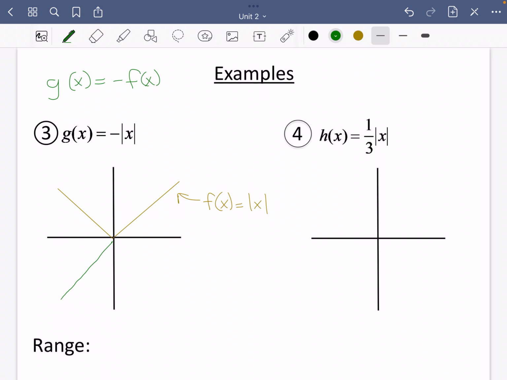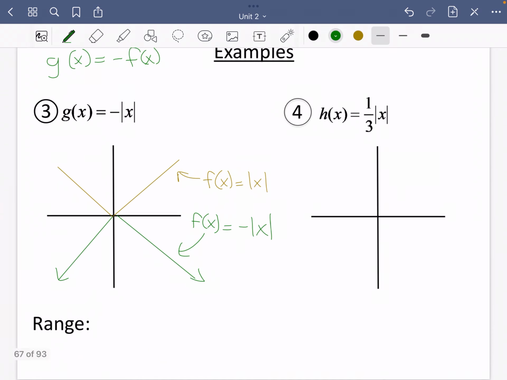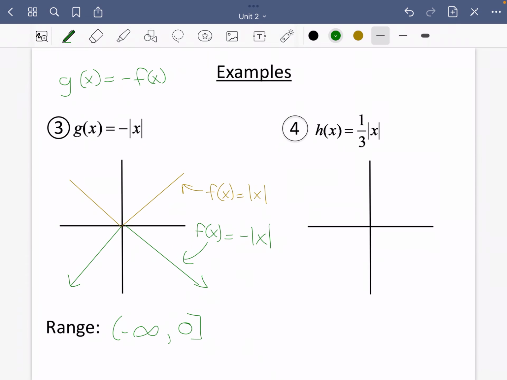And so our picture here should look like this. So this green graph, that is f of x equals negative the absolute value of x. And so our range for that green graph that we've reflected over the x-axis has a range of negative infinity up to 0. Great.